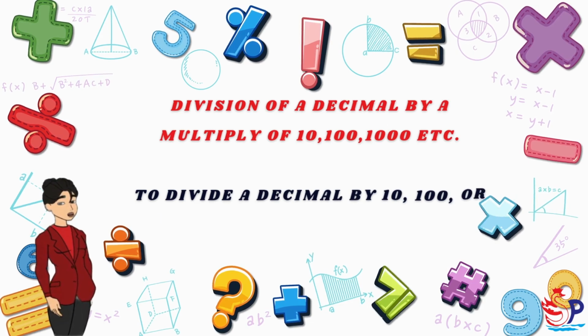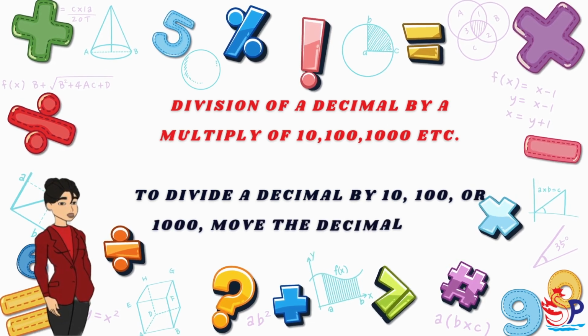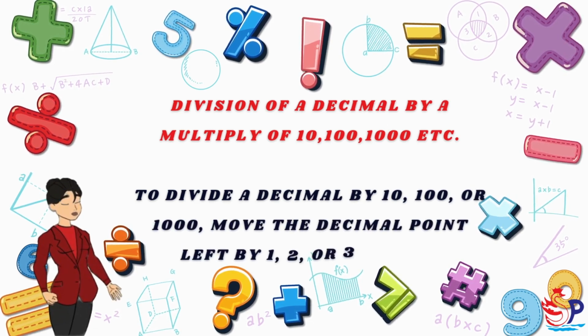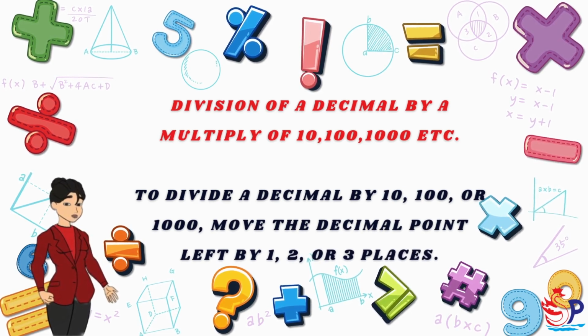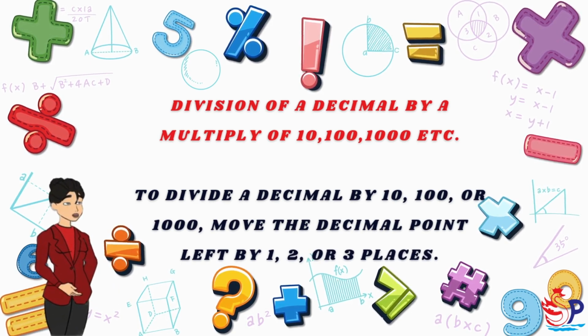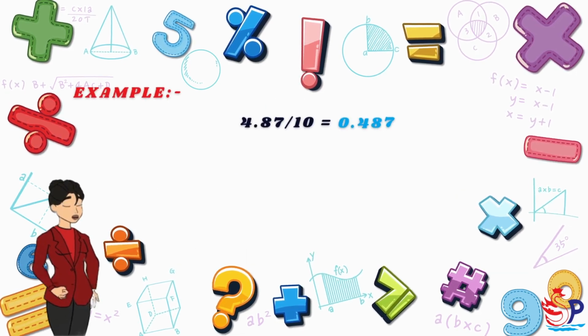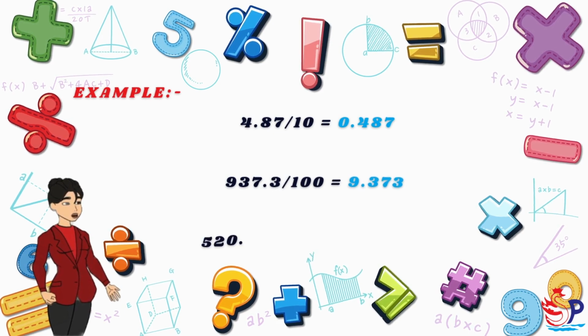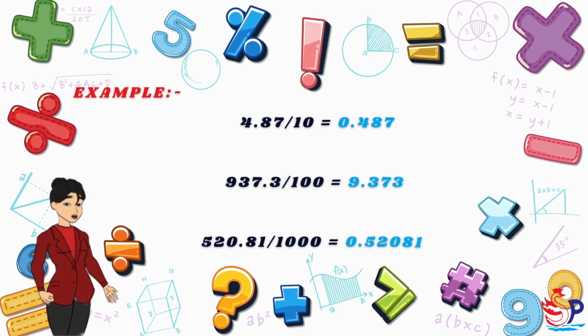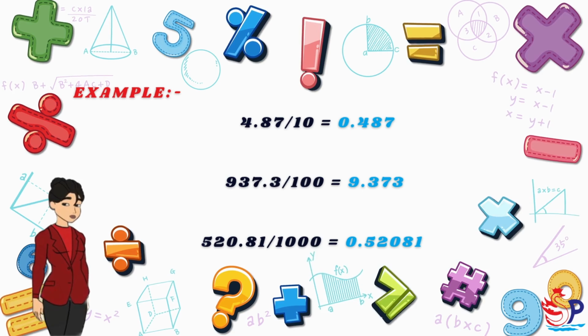Division of a decimal by a multiple of 10, 100, 1000, etc. To divide a decimal by 10, 100, or 1000, move the decimal point left by 1, 2, or 3 places. Example: 4.87 divided by 10 is equal to 0.487.